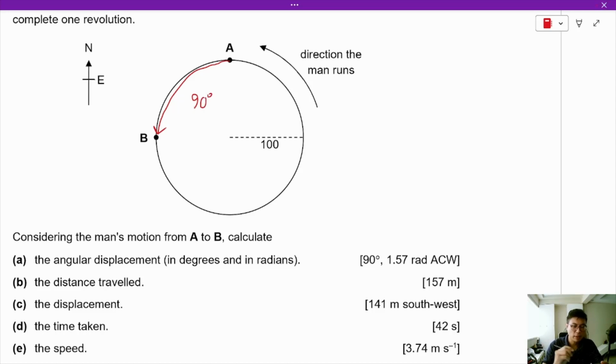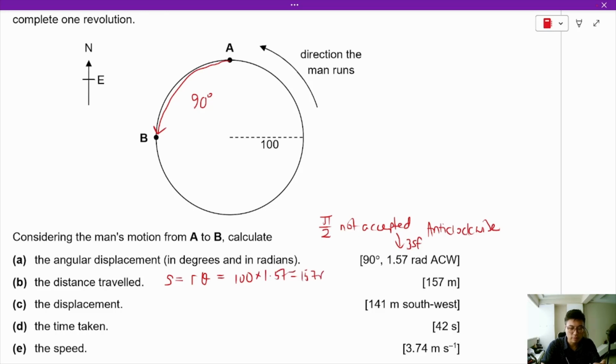Now we can't write pi over 2 radians because we can't leave it in a fraction, so it's not accepted. So we change it into 3 sig fig instead. Okay, and then we must put anti-clockwise because that is the direction of his travel. Now next, what is the distance traveled? The distance traveled is easy to compute. S is equal to R theta, which would be 100 multiplied by 1.57, which is 157 meters.